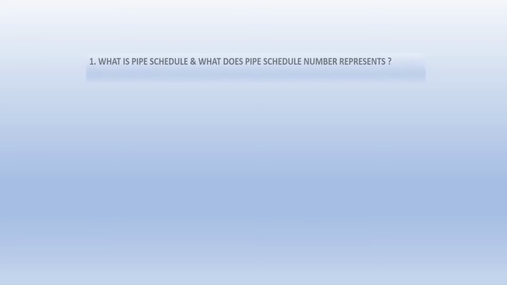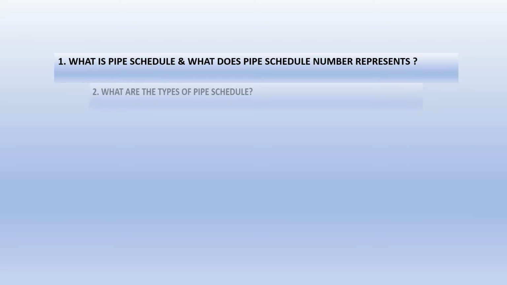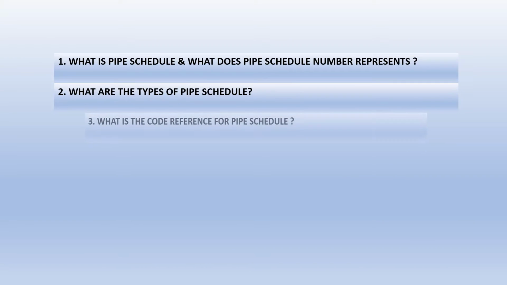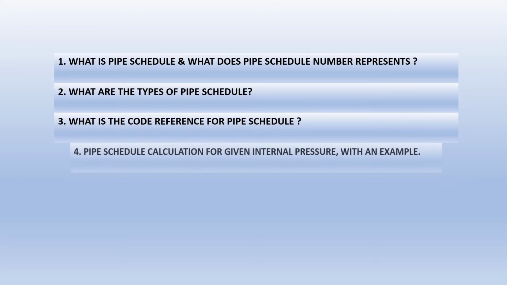In this video we are going to learn about pipe schedule. 1. What is pipe schedule and what does the pipe schedule number represent? 2. Types of pipe schedule. 3. Code reference of pipe schedule. 4. Pipe schedule calculation for a given internal pressure, with an example.